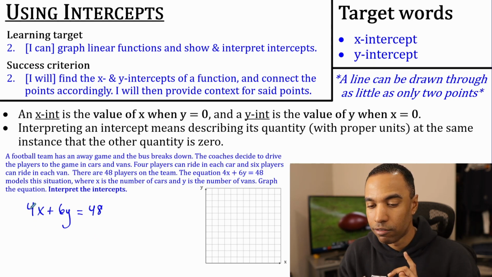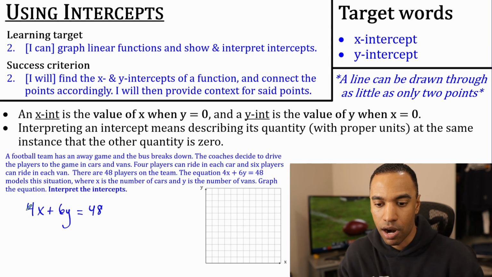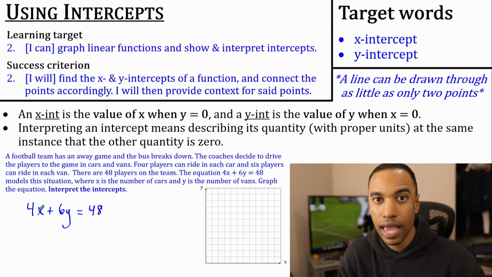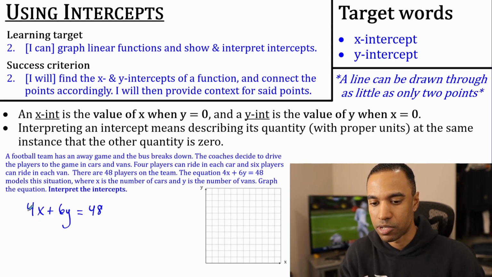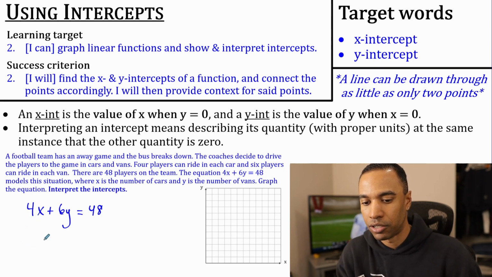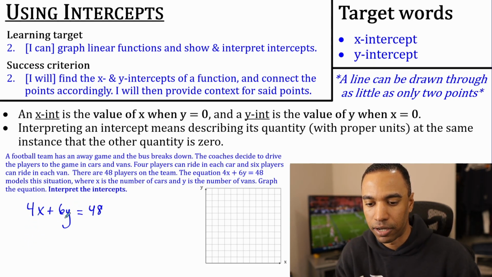The 4 does not mean 4 cars, because x is the number of cars. X means number of cars. 4 means number of players per car. So 4 players per car times number of cars means how many players are all driving in cars, and how many players here are all riding in vans.